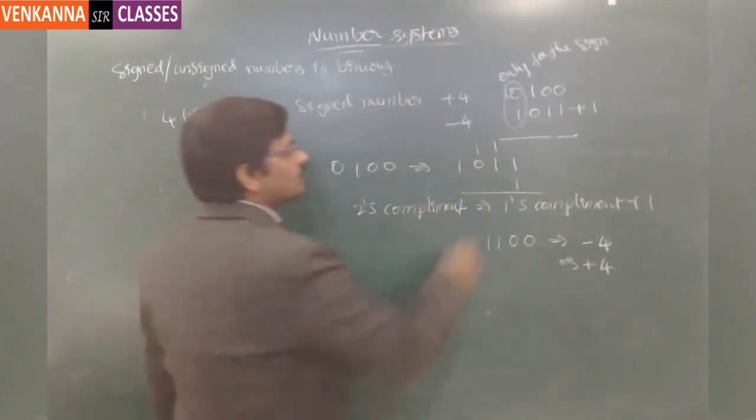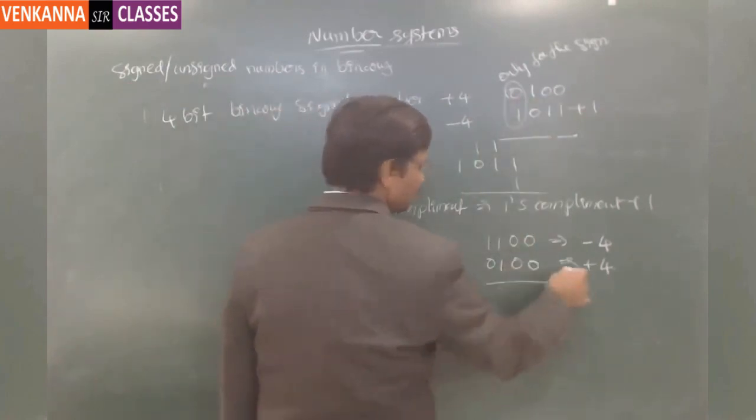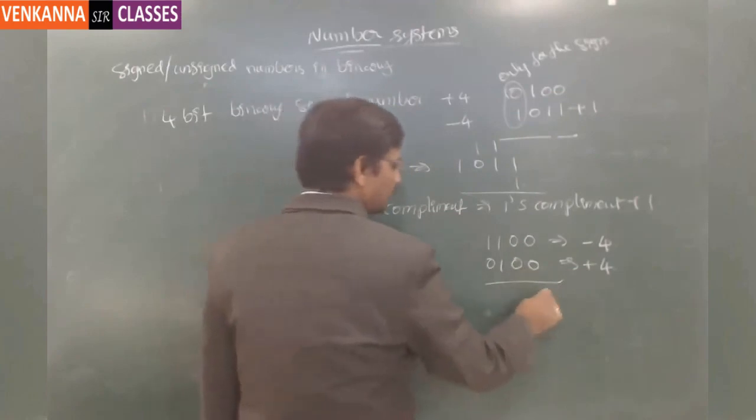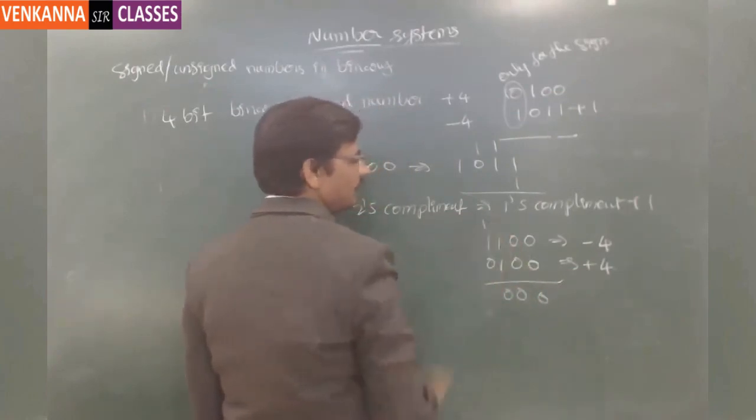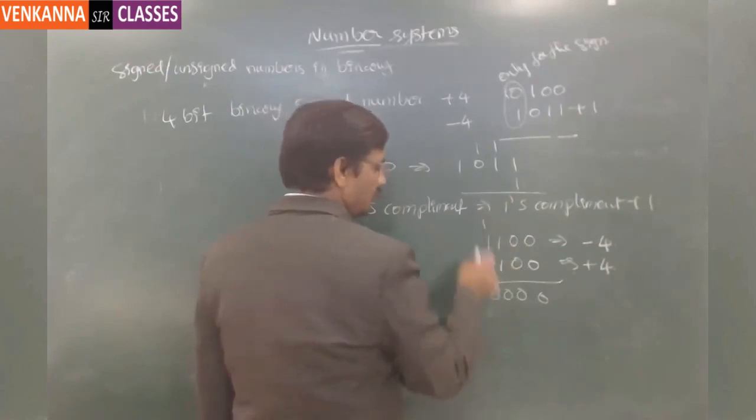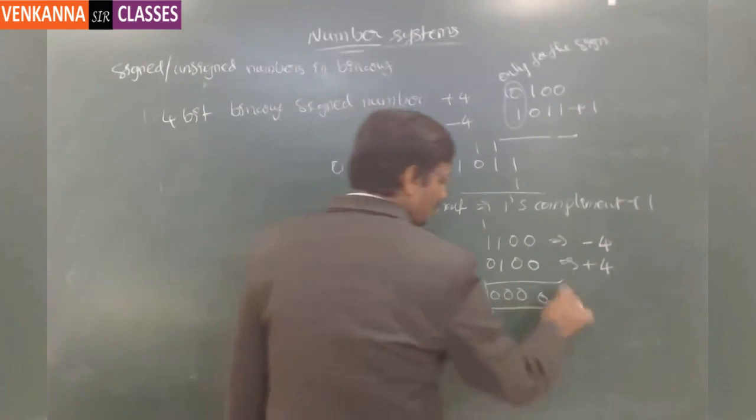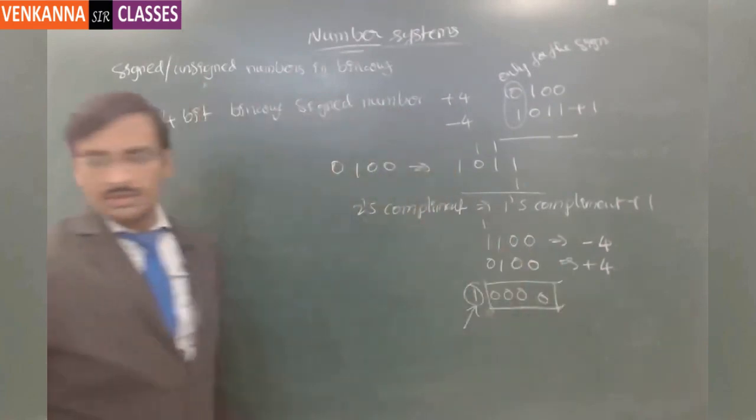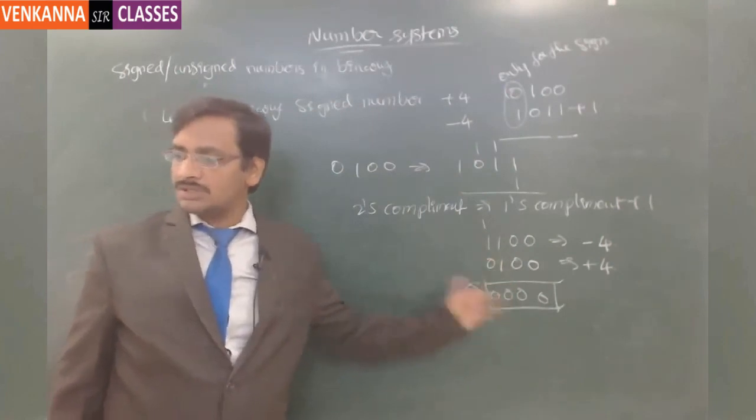Now plus 4 is 0 1 0 0. So this is plus 4. Now if you add these two, 0 and 0, and 1 plus 1 is 1 0 with a carry of 1, and 1 plus 1 is 1 0 with a carry of 1. So this leading carry you can ignore because we are trying to work with only the 4 digits. So if you notice, plus 4 and minus 4, if we add them together, the result is 0.